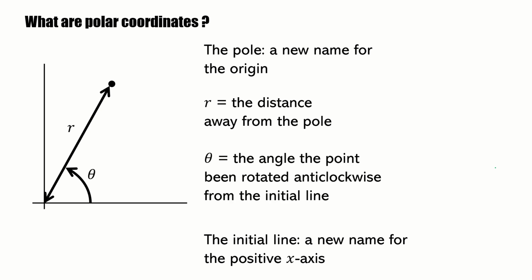Theta is measured anti-clockwise from the initial line, and it's also worth pointing out theta is always measured in radians. The knock-on impact of this is that the initial line is sometimes alternatively referred to as the line theta equals 0, because if you're already on the initial line, you don't have to do any rotating to get to that point from the initial line.